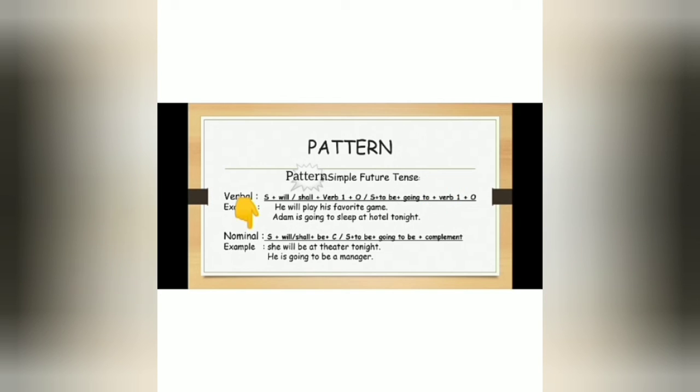The second is nominal. Pattern: subject plus will or shall plus be plus complement, or subject plus to be plus going to be plus complement. For example: she will be at theater tonight, and then, he is going to be a manager.